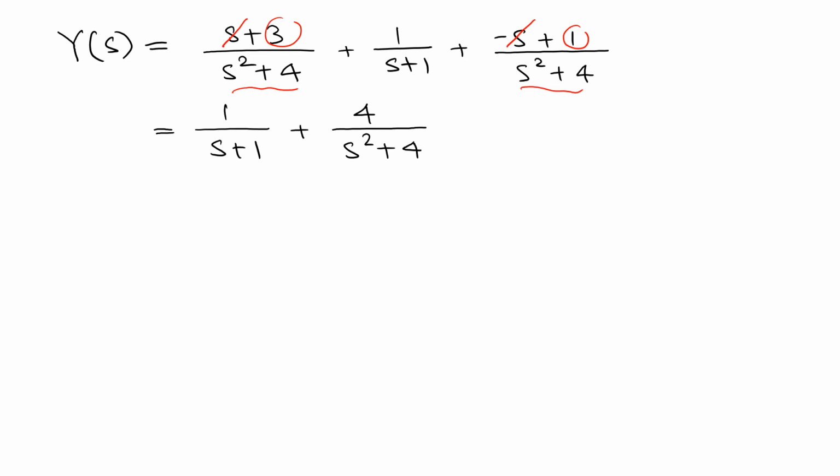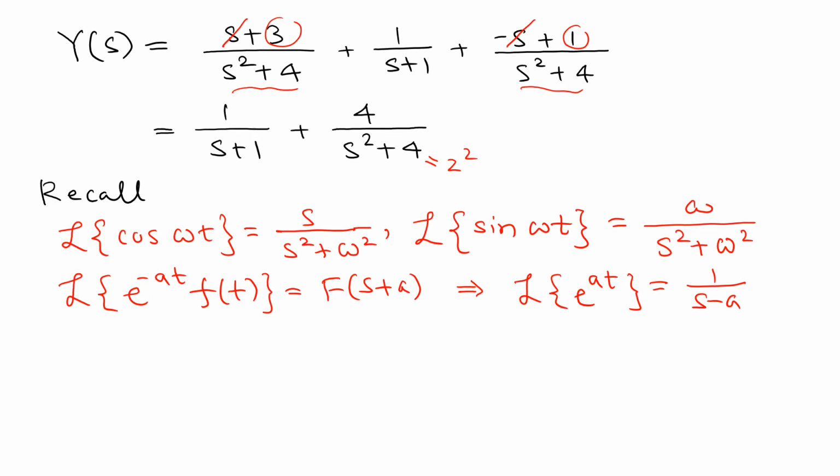You get 1 over s plus 1 plus 4 over s squared plus 4. Now what we can do, we're going to invert this using formulas. And you may recall these few formulas. We have these important ones.